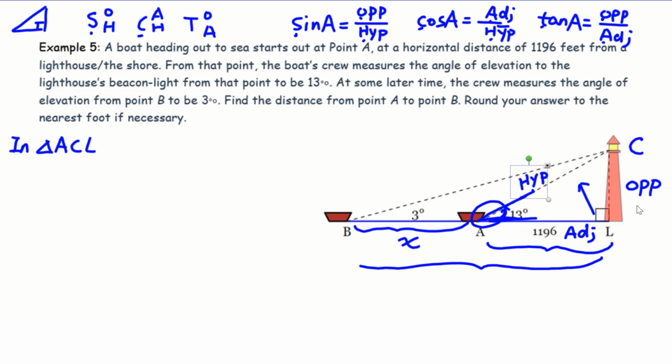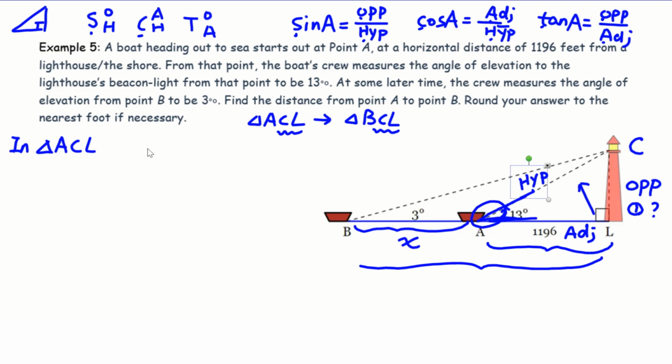So first step, we want to find this opposite. This is the common side of ACL and BCL. So we want to use triangle ACL first, and the next one, we want to use triangle BCL. If we have 2 triangles with a common side, we solve for that common side, then we can use it in the next triangle. So in triangle ACL, we want to find the opposite.